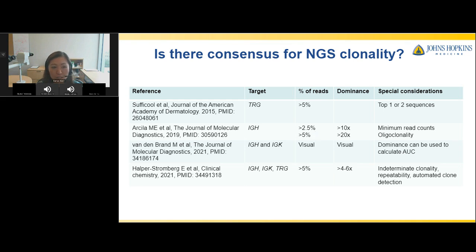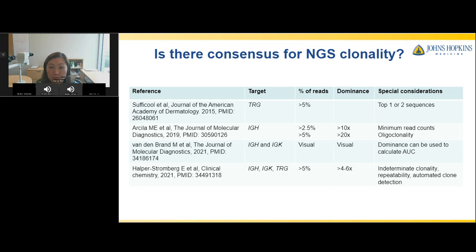For example, the Memorial Group actually provided really nice quality control metrics related to minimum read counts for interpretation. They had a category for oligoclonality. The Euroclonality group actually preferred to use dominance rather than percent reads when they were generating their sensitivity and specificity plots. And then obviously our group, we use mostly dominance and repeatability, but labs that are doing things in singlet may actually want to use both percent reads and dominance as measurements.